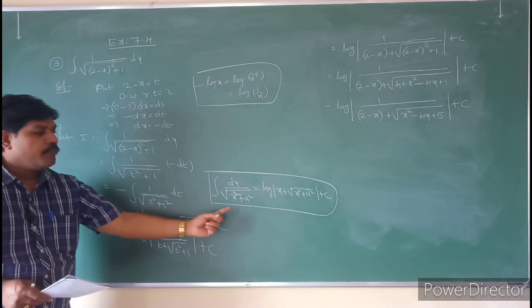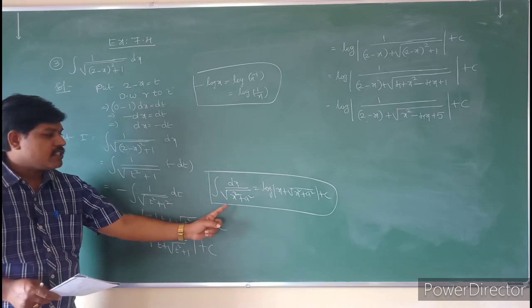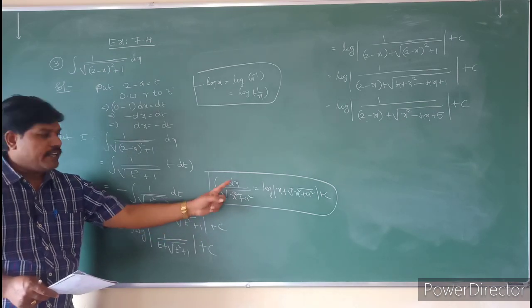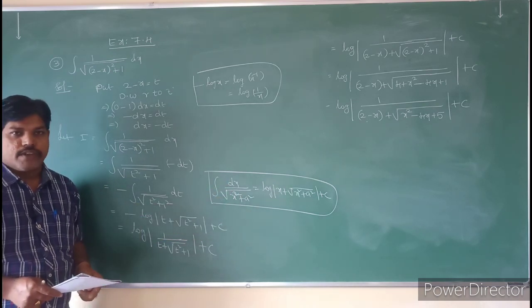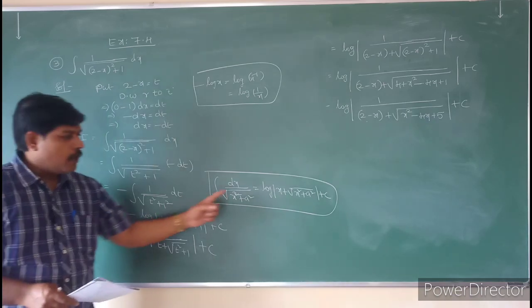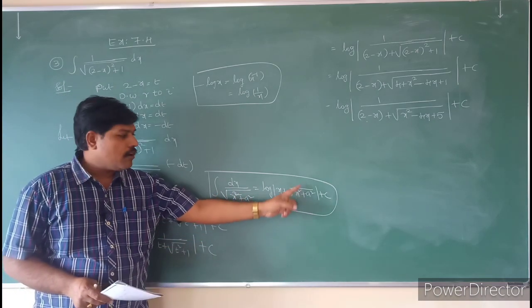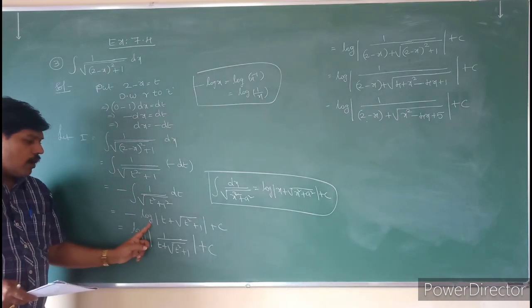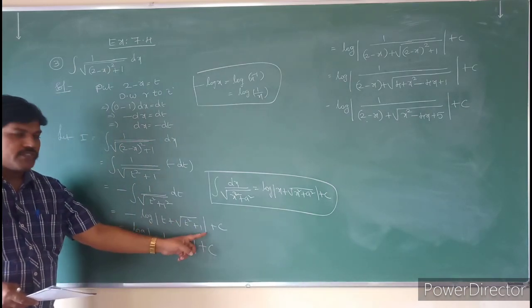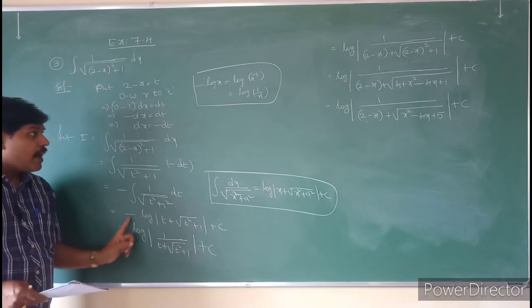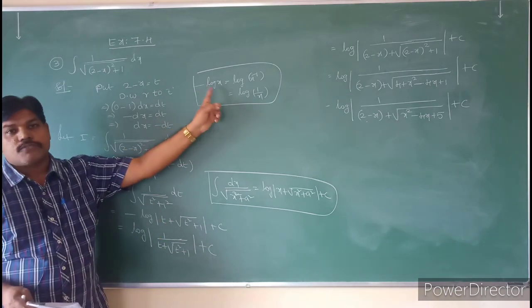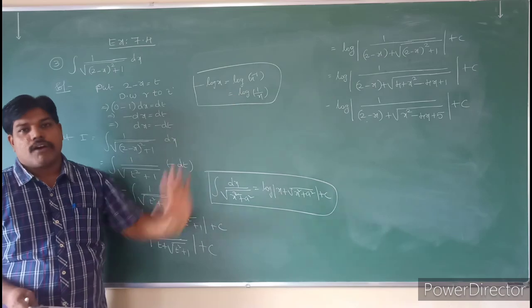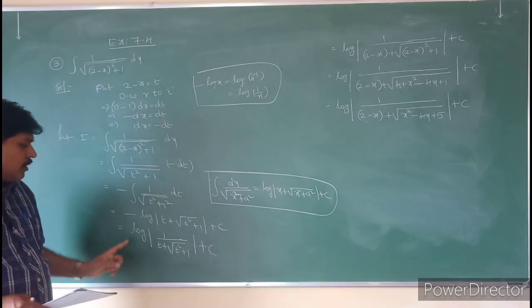It is in the form of integral dx by root of x square plus a square. So what is the formula? Log mod x plus root of x square plus a square plus c. So minus log x plus root of x square plus a square plus c. Minus log x can be written as log of 1 by x.